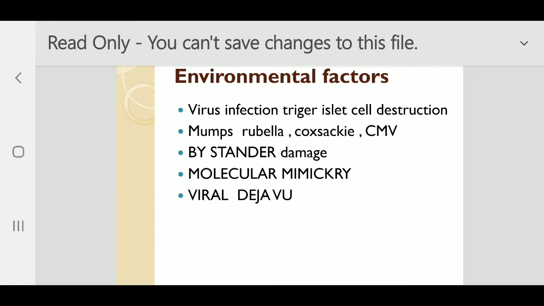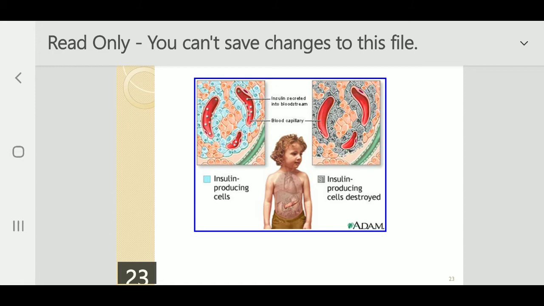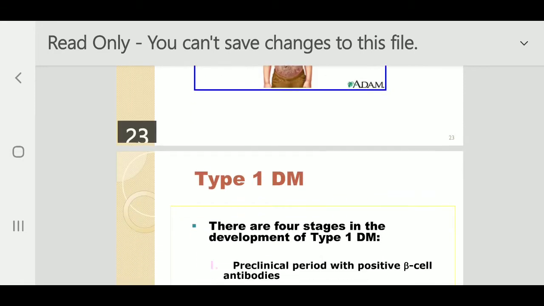What is viral deja vu? Deja vu in French means have already seen you. A viral infection once has occurred. Now, second time, these viral antibodies behave as if the body knows them, and these destroy the beta cells. You can see these are insulin producing cells around the blood vessels, and how the insulin producing cells are destroyed.